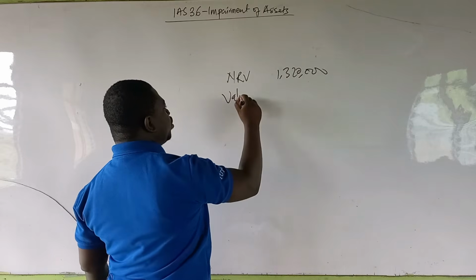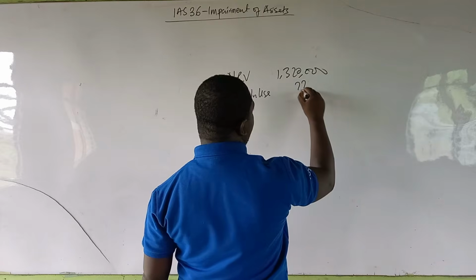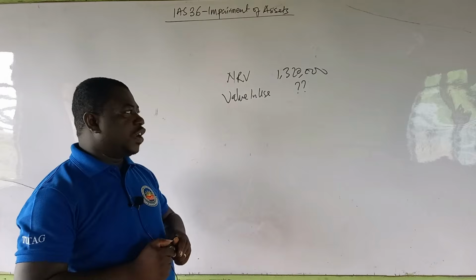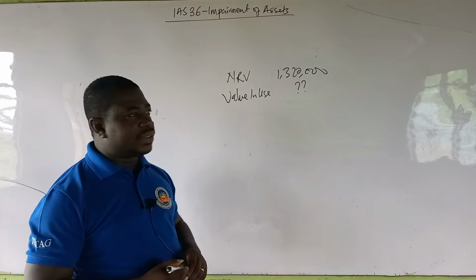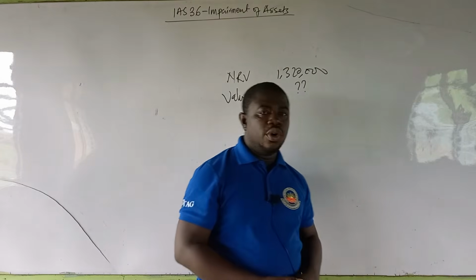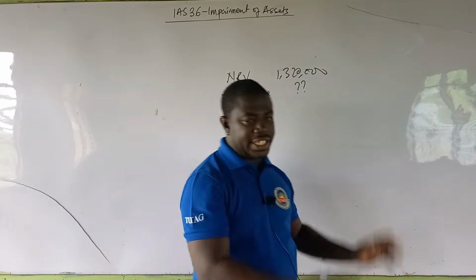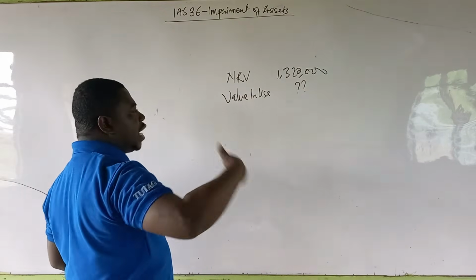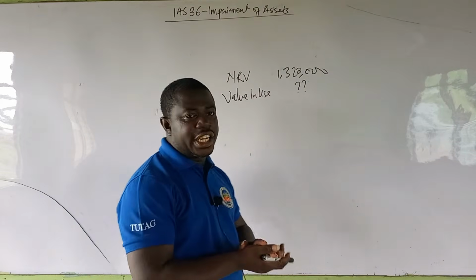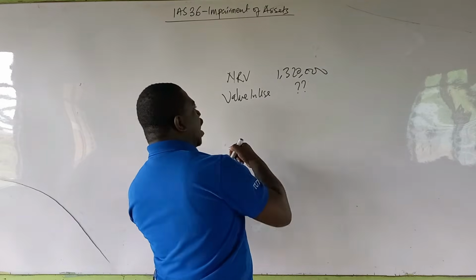Now, the value in use, which we call the entity specific value, we don't know. We are supposed to find the entity specific value, or what we call the value in use. And we need to do a discounting, because we are told that the value in use of the asset is the present value of the future cash flows that will be generated from the expected use of the asset. Okay, so as we continue to use the asset, the projected cash flows, we have to discount them into today's term and find the total, the present value of each of the discounted cash flows. And that is going to be our value in use.